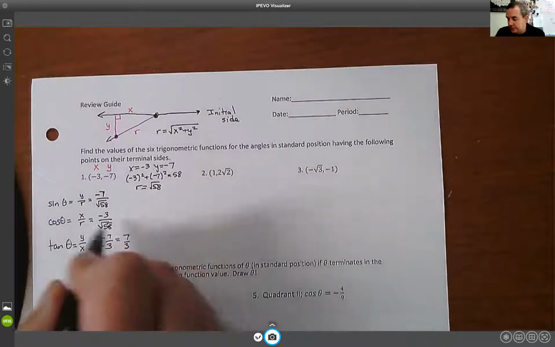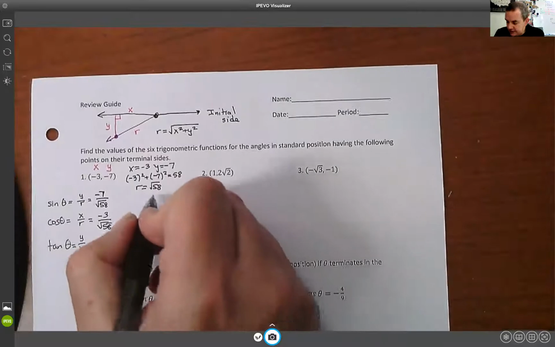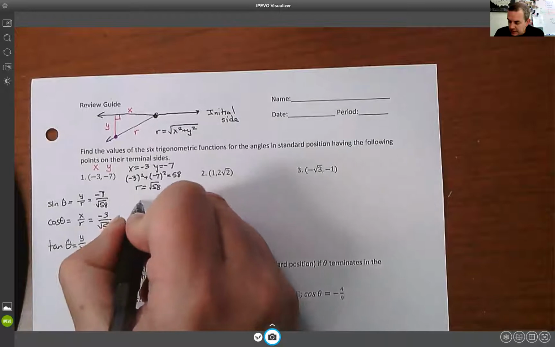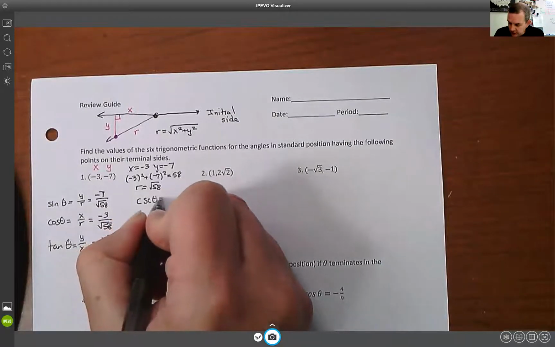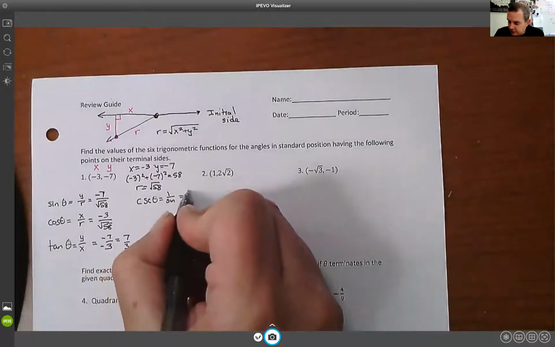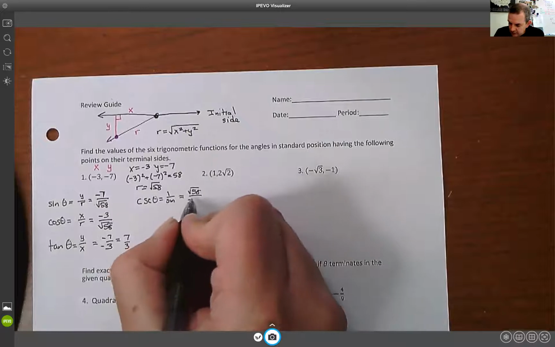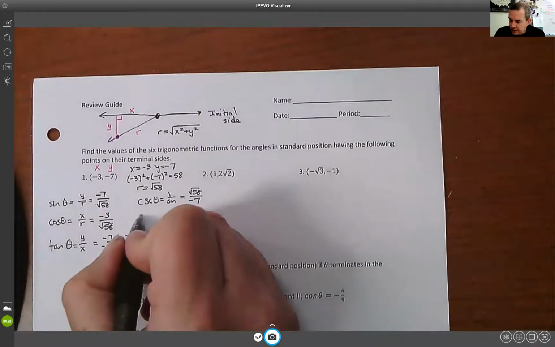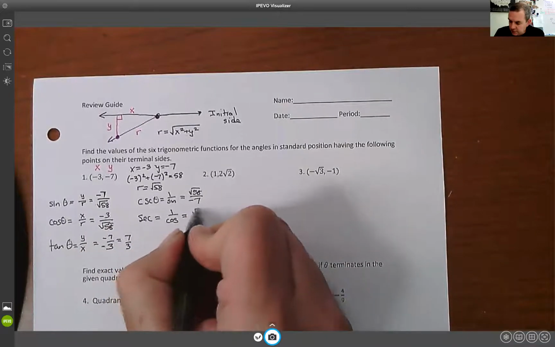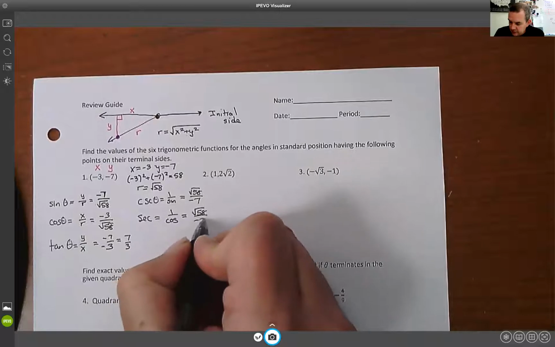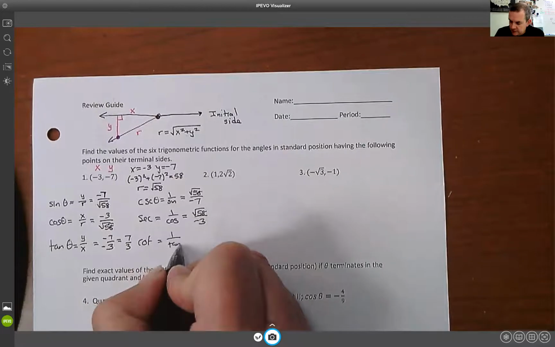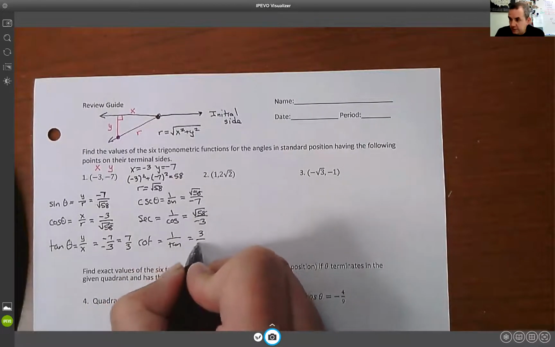So now, to figure out the others, cosecant, secant, and cotangent. The way this works out, sine is related to cosecant in the way that cosecant is 1 over sine. So we basically take the reciprocal of that. So it's going to be the square root of 58 over -7. Secant is going to be 1 over cosine. So that's going to be the reciprocal of what we just did, the square root of 58 over -3. And cotangent is going to be 1 over tangent. In that case, it's going to be 3/7. So that's how we do the first one.